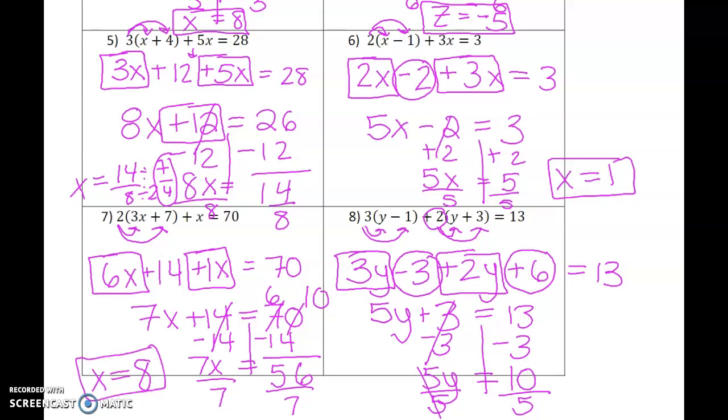And I get y equals 10 divided by 5. Oh my gosh, that's 2. Those are the end of my notes.